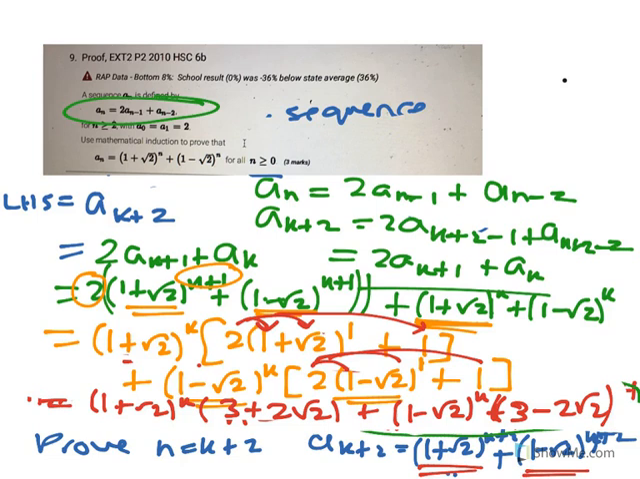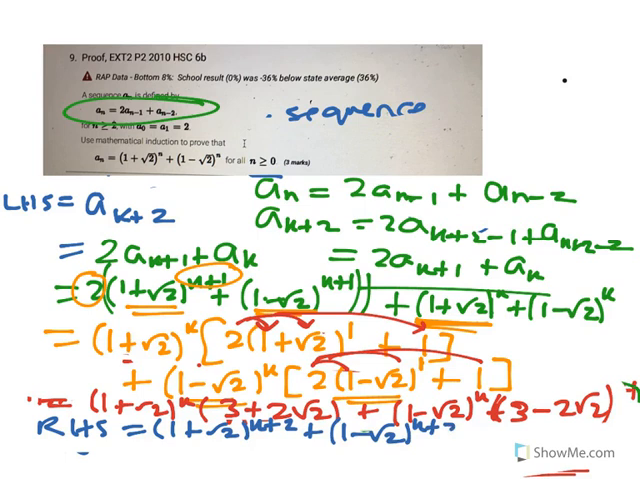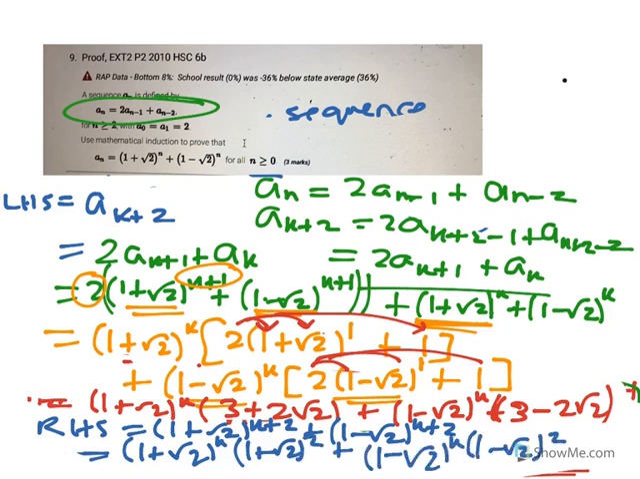So this is our prize, (1 plus root 2) to the k plus 2 plus (1 minus root 2) to the k plus 2. And then you expand that: (1 plus root 2) squared plus (1 minus root 2) to the k times (1 minus root 2) squared. If you take this (1 minus root 2) squared and the (1 plus root 2) squared, and you expand them out, hopefully you'll get 3 plus 2 root 2 and 3 minus 2 root 2.